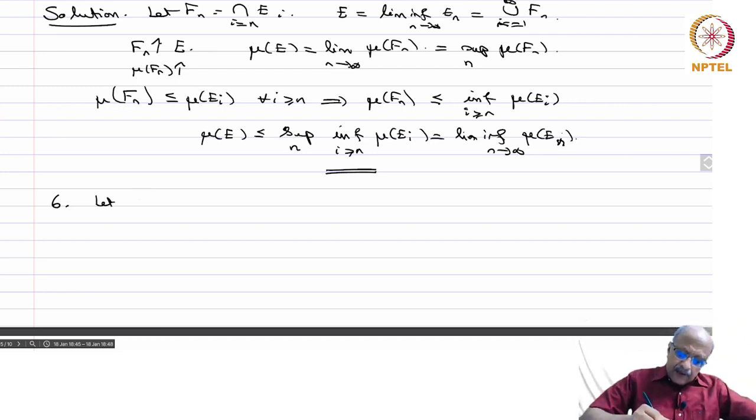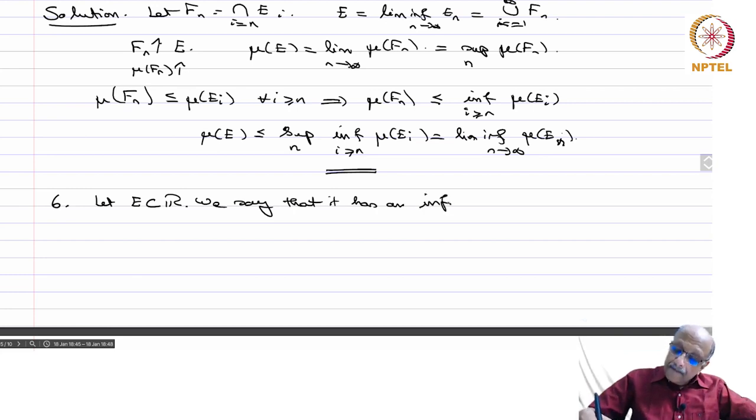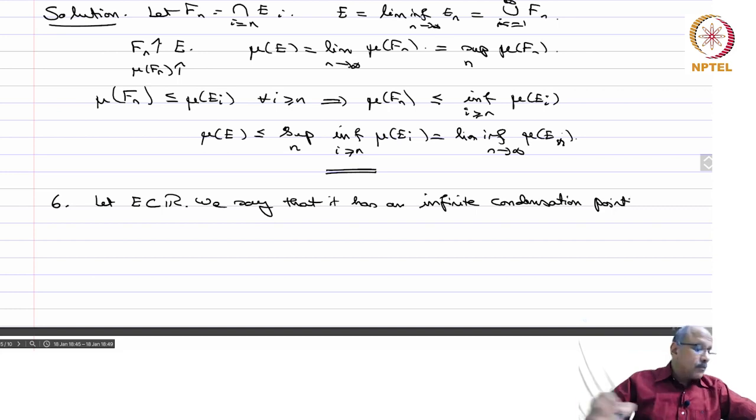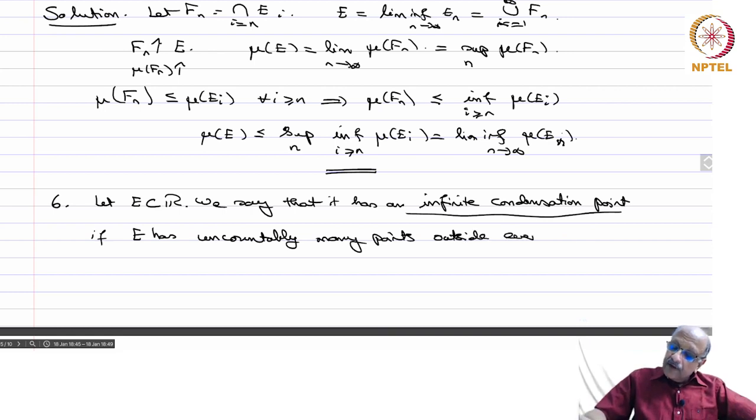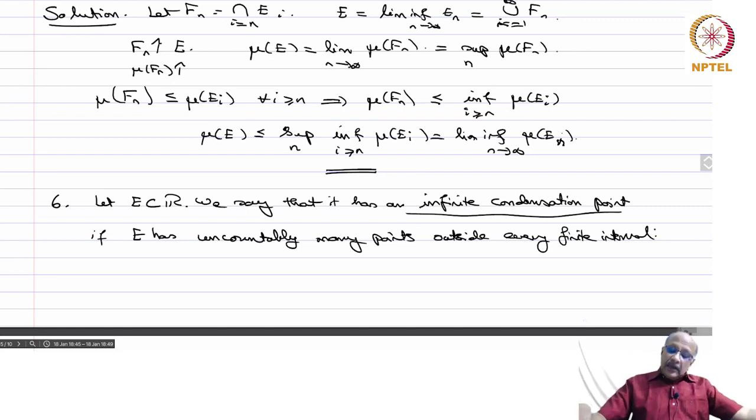Let E be contained in R. We say that it has an infinite condensation point if E has uncountably many points outside every finite interval. So you take any interval, and outside that interval E must have uncountably many points. This should be true for every finite interval. Then you say E has an infinite condensation point. Obviously such sets are uncountable.